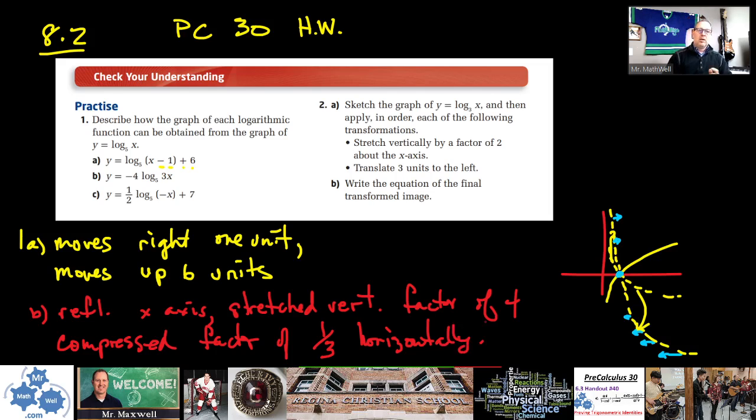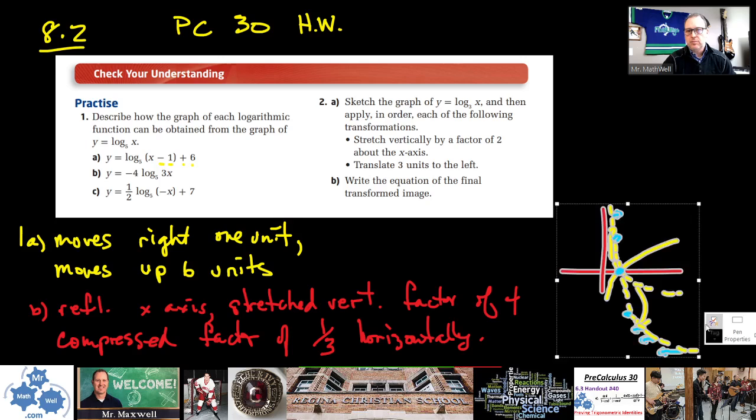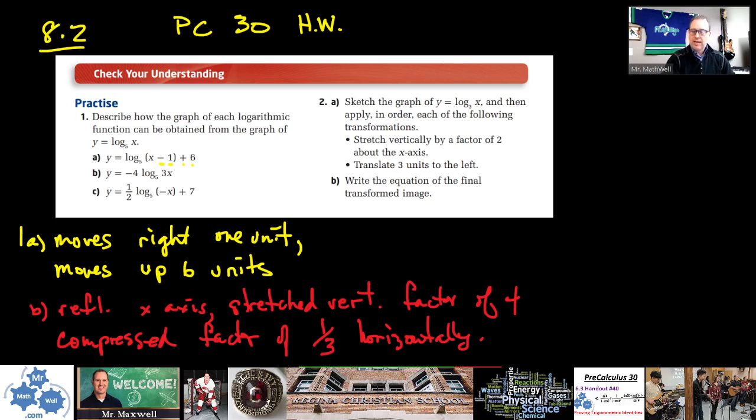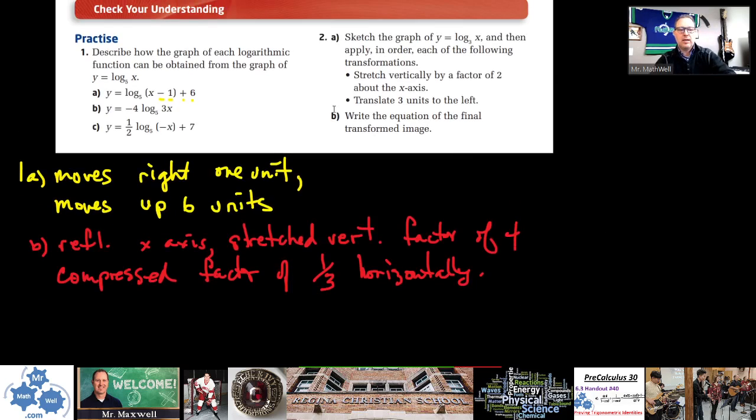All right. So that's A and B for 1. I'll let you do C by yourself. That's got a little bit of everything there. But maybe I'll take a look at 2 here, just to give you a heads up. So 2A says sketch the graph of log of x base 3. Now, it would be a good idea to make a little table of values and take a little bit of time to do that.